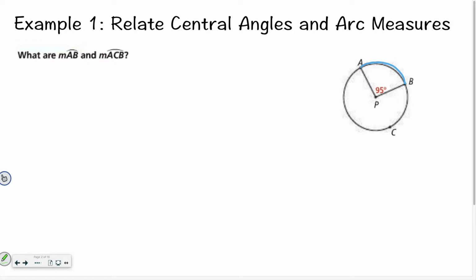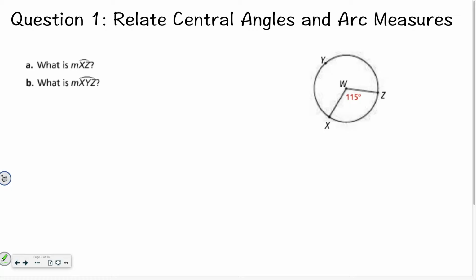Okay, so if I said what are the measures of arc AB, I would start by just going from A to B, and the measure of that arc matches the interior angle here, the central angle. And so that is going to be 95. What's the measure of arc ACB? So for ACB, I go from A to C and from C to B. And the measure of that would be the rest of that circle, right? How many degrees in a circle? 360. So if I do 360 minus 95, I'm left with 265 as my arc ACB. So those are my two answers. That's all you have to do if I'm asking for the measure of the arc.